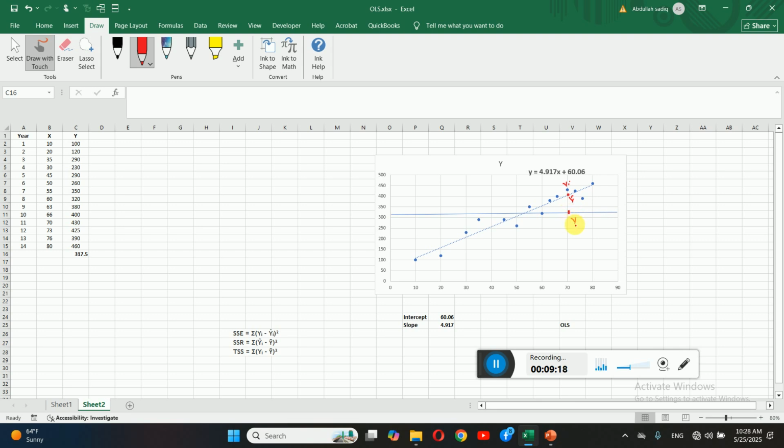In the y bar, the value is given, and that is 317.5. Now the residual is the difference between yi and the y hat. If you just take this difference, then that is called the sum of square error.